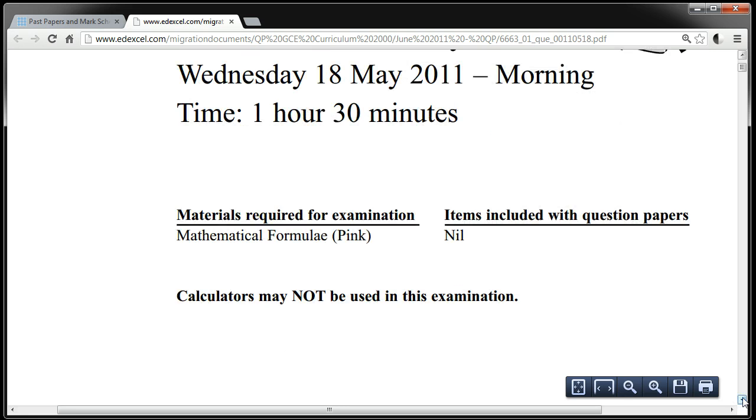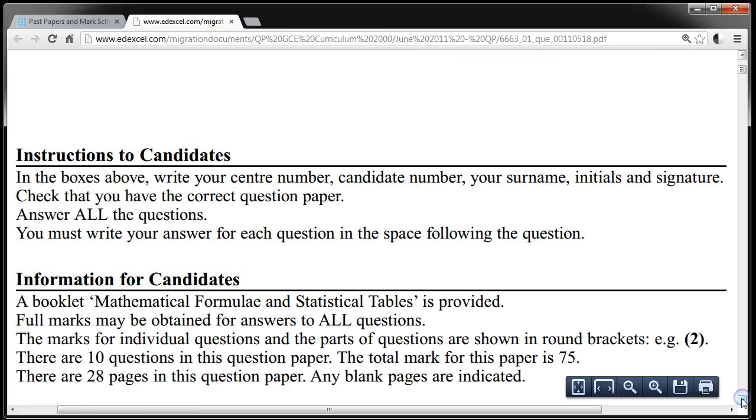Okay, let's go through it. Calculators may not be used in this exam, so we just have to work things out in our head. Right, fill out the table at the top, of course. Initials and signature, your surname.